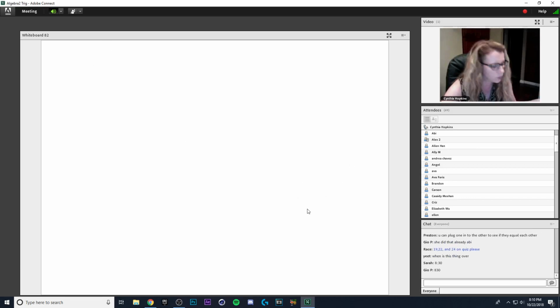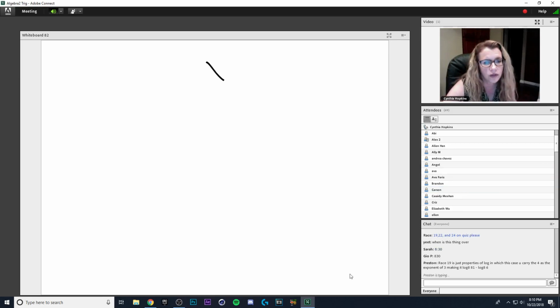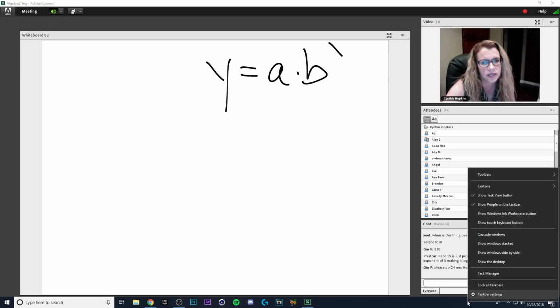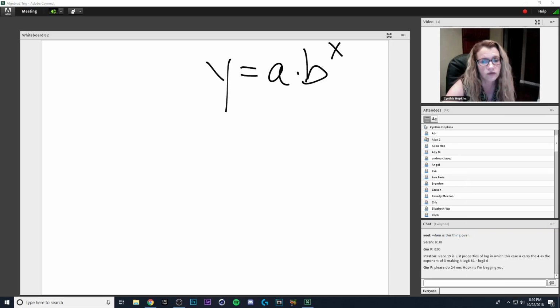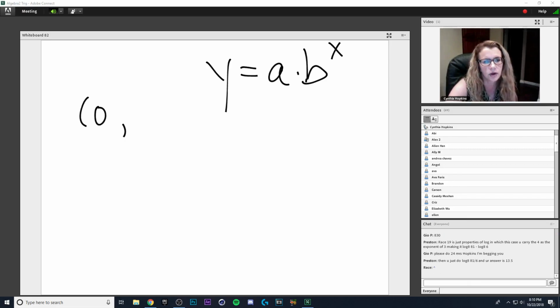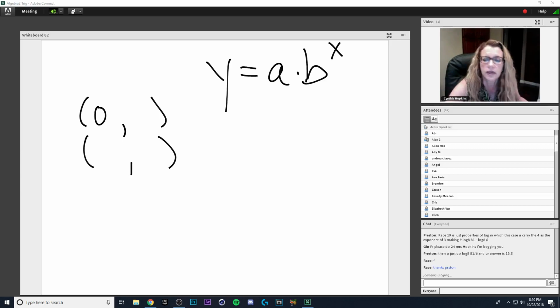Let me find the equation, okay? So first of all, here's the general equation of an exponential function. Y equals a times b to the x. In order to solve for the a and the b, those are my missing parts, you have to have a point that is 0 comma something, or else you cannot do this problem. Anytime you're doing one of these problems, this is the car stopping problem that Marion is asking about.